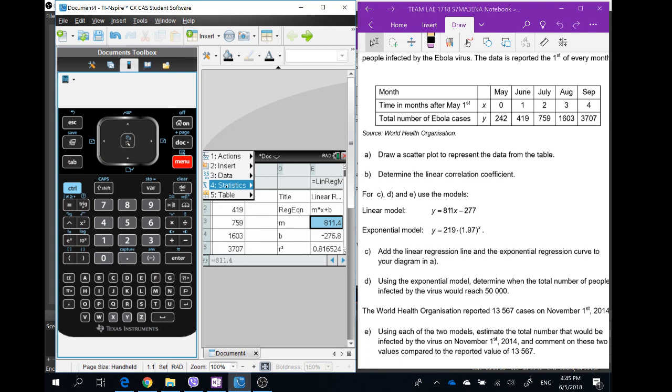For solving, control, new page, calculator, use the solve function, put this in the calculator. 2019 times 1.97 to the power of x equals 50,000, comma x. 8 million. But I think that's enough.